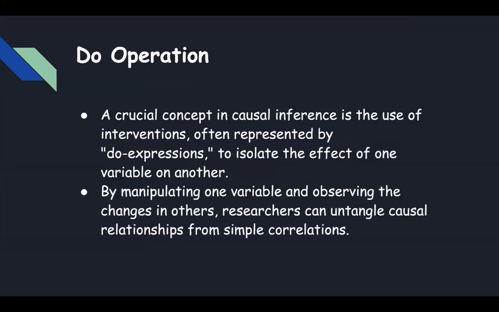And under causal inference, the do operation is a crucial concept which uses interventions, often represented by do expressions, which means to isolate the effect of one variable to get the outcome of another. By manipulating one variable and observing the change in others, researchers can untangle the causal relationship from simple correlations.